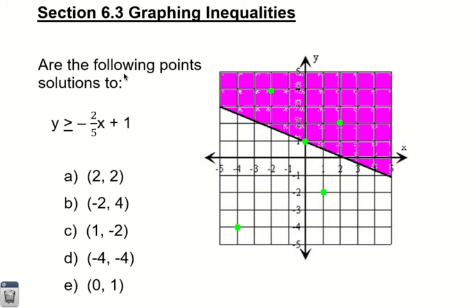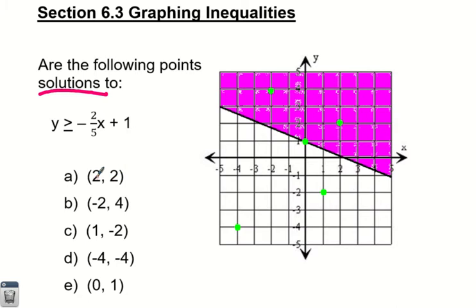And the question is, are the following points solutions to y is greater than or equal to negative 2/5 x plus 1? And what does it mean for something to be a solution? Well, it means to plug into the inequality or the equation to make it true. And of course, since this has an x and a y variable, a solution requires a pair of numbers. One number that's supposed to plug in for x, and another number that's supposed to plug in for y.